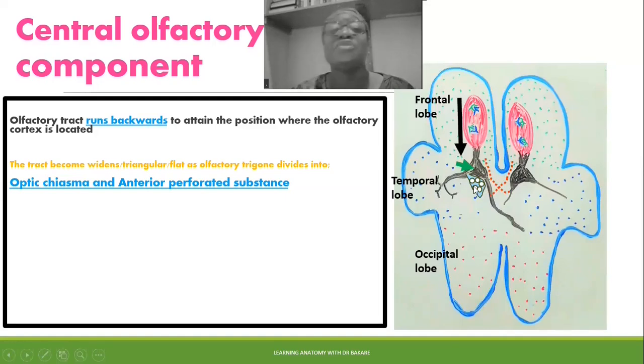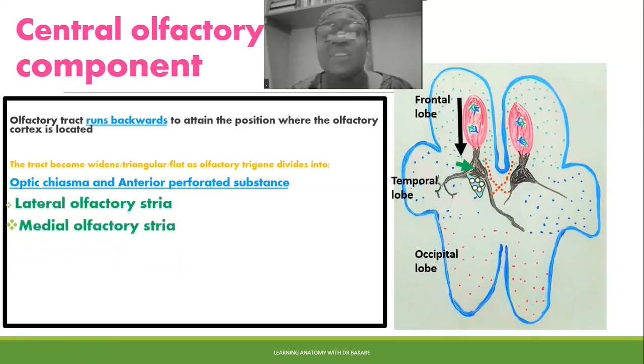These two points are used to establish the specific region where the olfactory trigone divides into the lateral olfactory stria and the medial olfactory stria. This is the lateral olfactory stria that is arrowed here going on the lateral side, and we have the medial olfactory stria here directed medially. So after the formation of the olfactory trigone, around the anterior perforated substance and the optic chiasma, it divides into two, with one stria running laterally and another running medially. These two divisions are directed to the olfactory cortex.